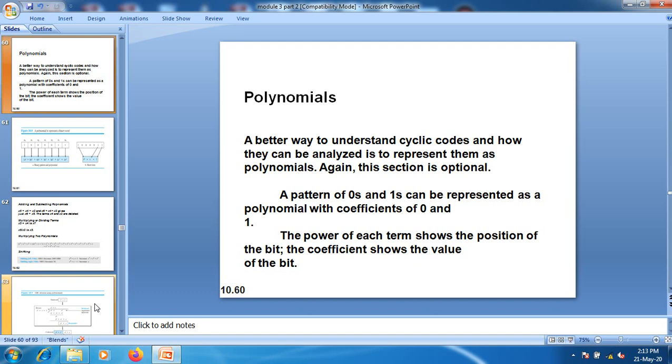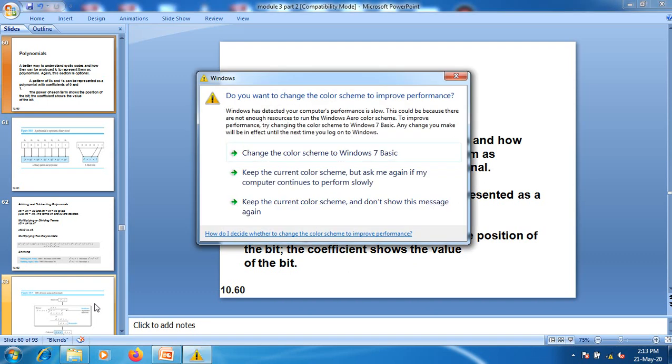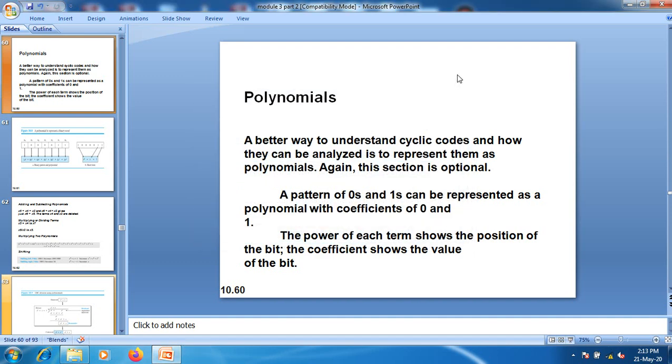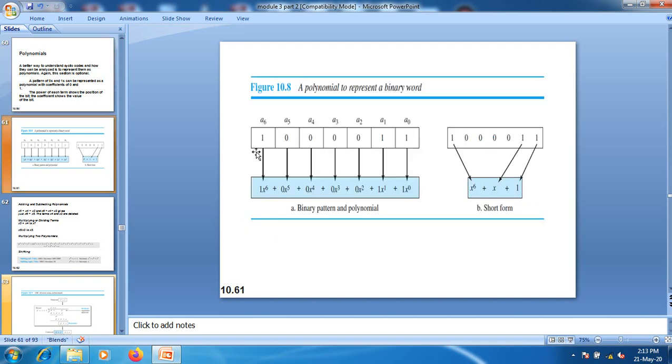The next one, we have a polynomial. A better way to understand cyclic codes and how they can be analyzed is to represent them as a polynomial. Here a pattern of zeros and ones can be represented as a polynomial with a coefficient of 0 and 1. The power of each term shows the position of the bit, and the coefficient shows the value of the bit. Here we have data bits, and we are representing this information by using the polynomial.